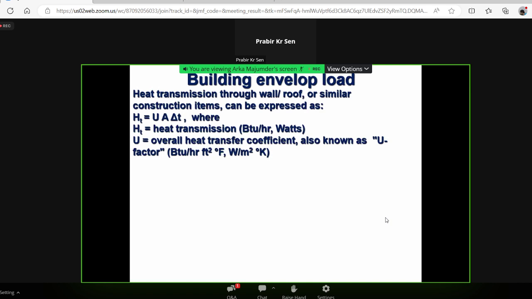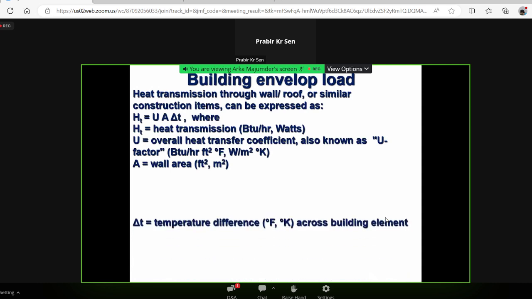BTU per hour per feet square per degree Fahrenheit means this is so much BTU per hour per every square feet area of the building material for each degree temperature rise. And if it is the SI unit, watt, it includes kilocalories per hour per meter square area per degree Kelvin temperature rise. Next. A is the area of the surface.